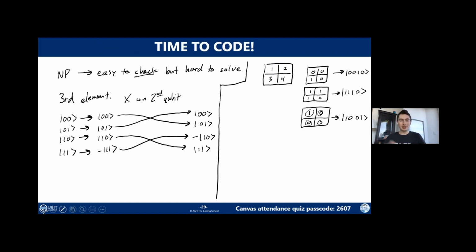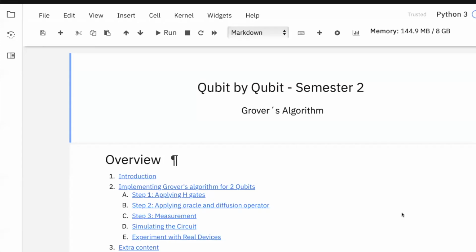So let's hop over to IBM Quantum Experience. I don't want to hold off on this too long, but I did think it was important to answer a few questions. So I'm going to go ahead and share my screen. Here we go.